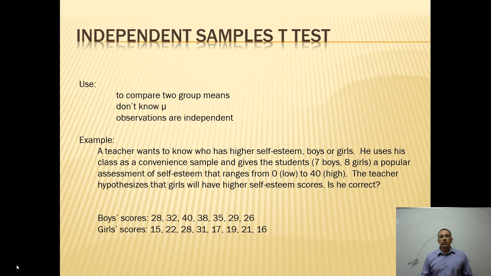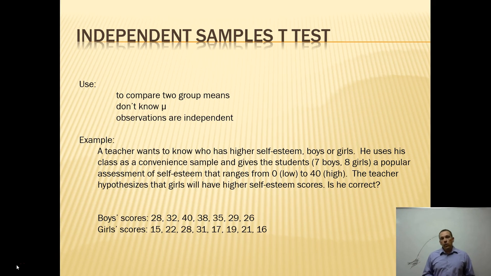Well, in this case, we don't know what mu is. So we don't have a single sample that we can compare to a population sample. We're going to have to actually collect two different groups. Okay, we could talk about experimental versus control, or in this example, boys versus girls, whatever it may be. We're actually looking at two different groups.